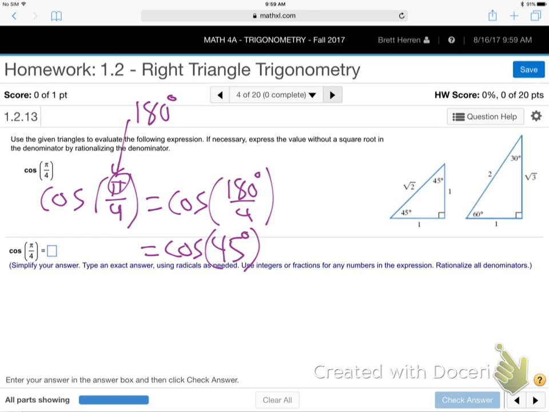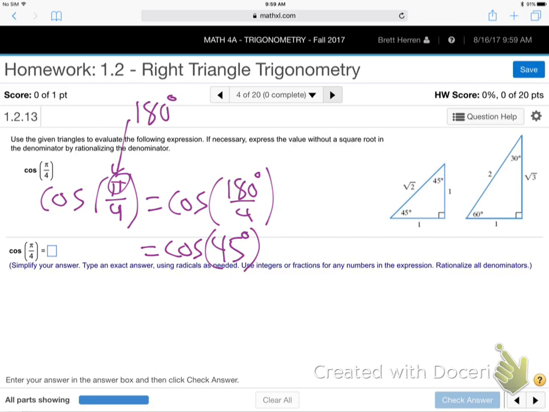45 degrees. So what they're actually asking, I haven't solved the problem yet, I've just changed the question to be a degree question instead of a radian question, right? And so they're asking me, what's the cosine of 45 degrees? That's what they were saying all along with pi over 4. So what's the cosine of 45 degrees?